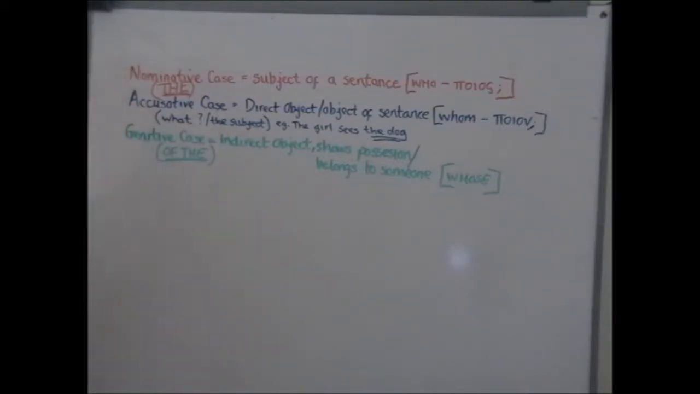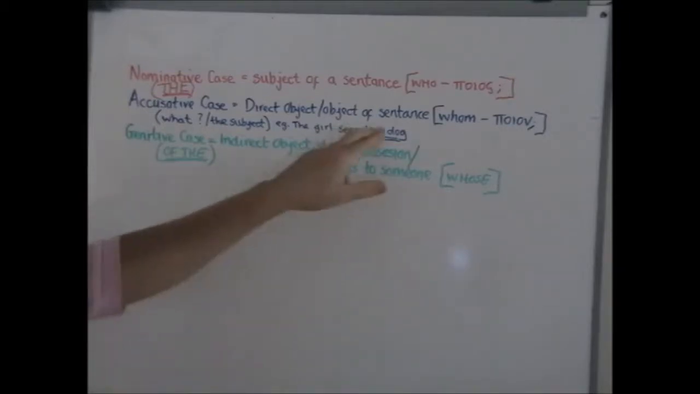Accusative case, which is talking about a direct object, the object of a sentence. Whom? Pion. So for me, I like to think it's what we're talking about, the subject. E.g., the girl sees the dog, so the dog is the thing we're talking about. So what? The subject, the dog.